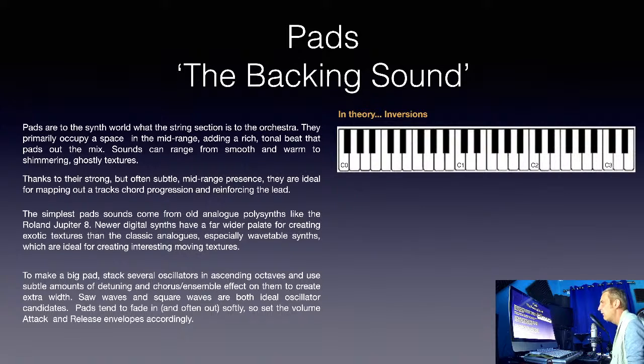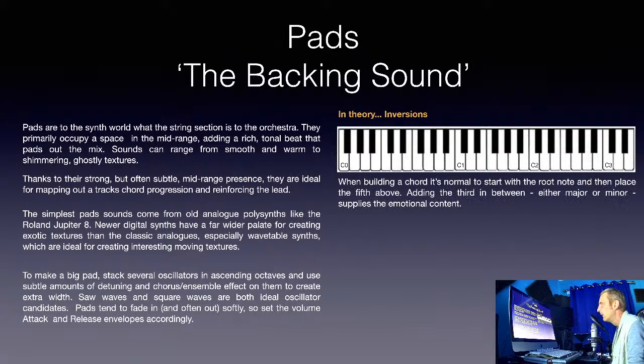In theory, we're just going to cover a little bit of theory of inversions, which helps when you're programming pads. So we're building a chord. It's normal to start with the root note, then place the fifth above, adding the third in between. Either a major or a minor third supplies the emotional content. So it's your choice. You can start with your root note, stack your fifth, which would be 7 semitones up the scale, and then either use a major or minor third, and you can switch between that throughout the pattern as well.